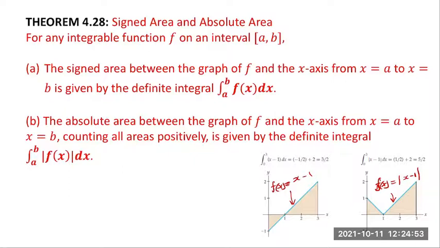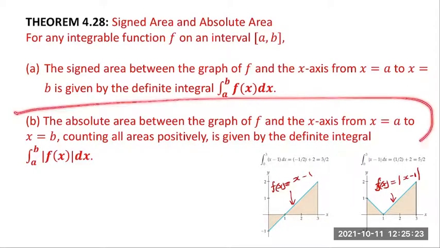As you can see here, you get a signed area. You count the areas below the x-axis as negative areas, and areas above the x-axis as positive areas. Suppose you actually want to count the areas of these two, each as a positive area. Then how do you find that area? The area of this piece plus the area of this piece. You want to count both areas as positive areas. There's a trick for that. The second part answers that question.